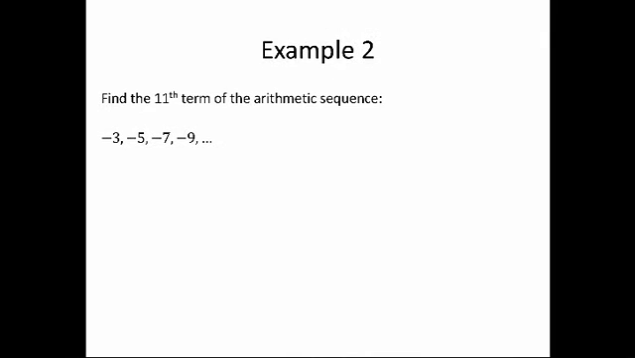Now with that in mind, let's try out this example right here. We're asked to find the 11th term of this arithmetic sequence. Looking at the pattern here, we're subtracting 2 from each of these. So we're going to say our d value is -2.